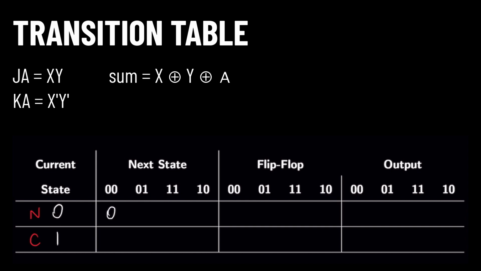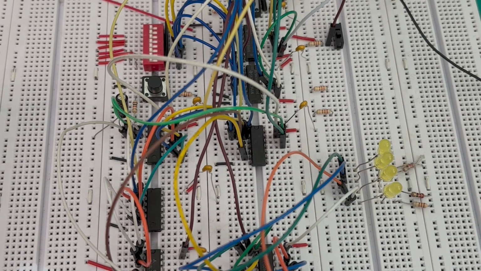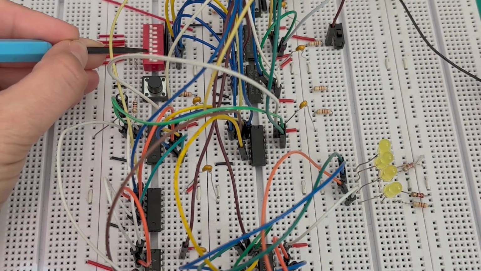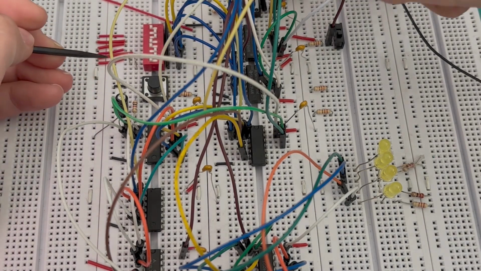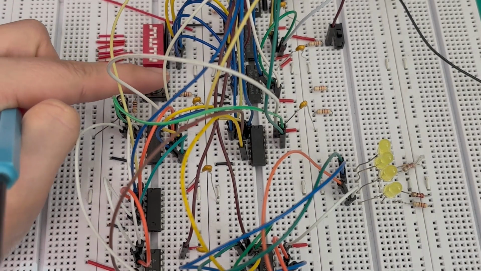The next state expressions are JA equals XY and KA equals X prime Y prime. As mentioned, the asynchronous output will be X XOR Y XOR A, where A is the value of the current flip-flop output. In this video, I have the circuit wired up and go through a few different addition examples. Before each addition sequence, I clear all registers and flip-flops by using a toggle switch to send a low signal to all of the asynchronous clear pins.